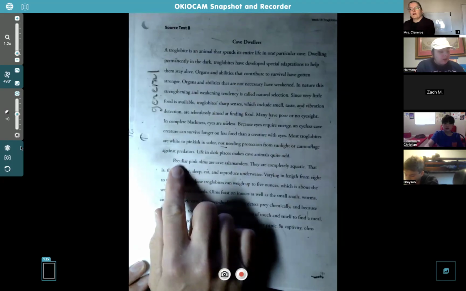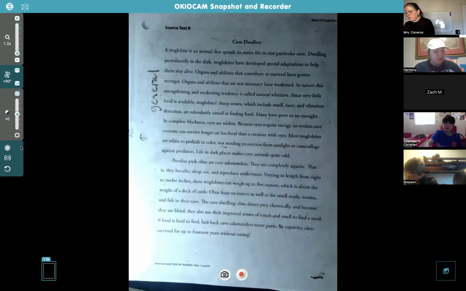So right here, you're still muted. There we go. Peculiar pink elves are cave salamanders. Salamanders, good. Okay. They are completely aquatic.